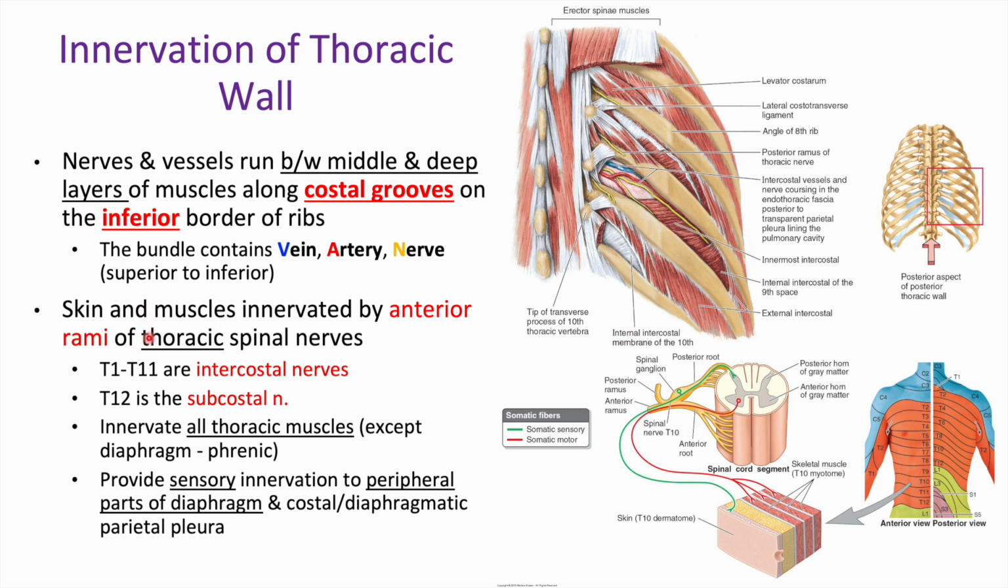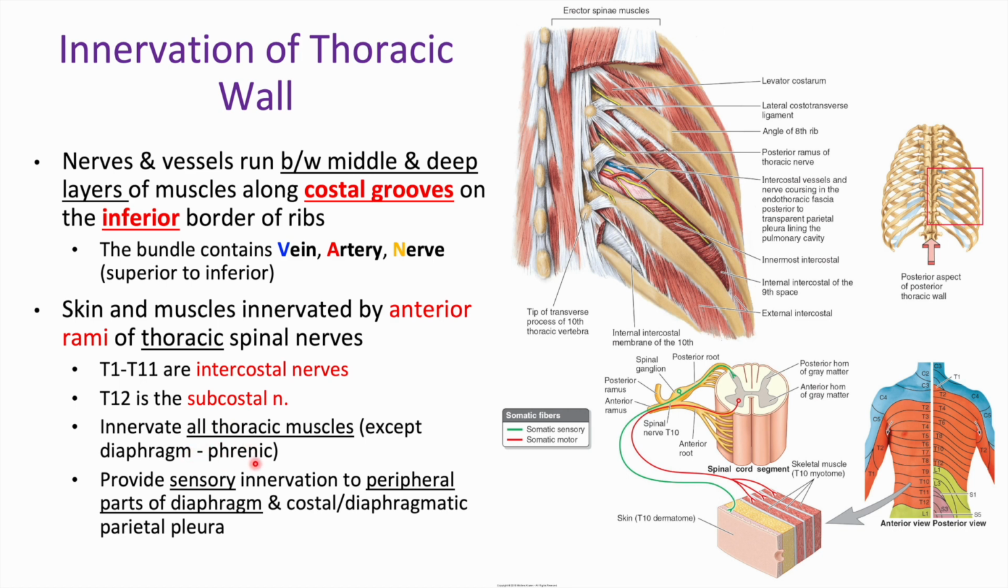And so innervation, skin and muscles are going to be innervated by the anterior rami of thoracic spinal nerves. The anterior rami coming off of T1 through T11 are going to be called the intercostal nerves. These are the nerves between our costals, intercostal nerves. These are going to innervate all of our thoracic muscles except the diaphragm, which is a little bit different.